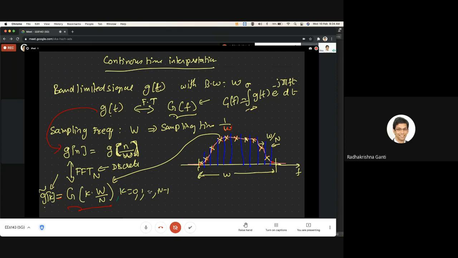Okay, so this is one property that we have to remember. There are a couple more properties I have to tell you before we jump into OFDM. One of the things is, why FFT? Why not DFT? FFT has a very efficient implementation. When I say FFT, I mean both FFT and IFFT.